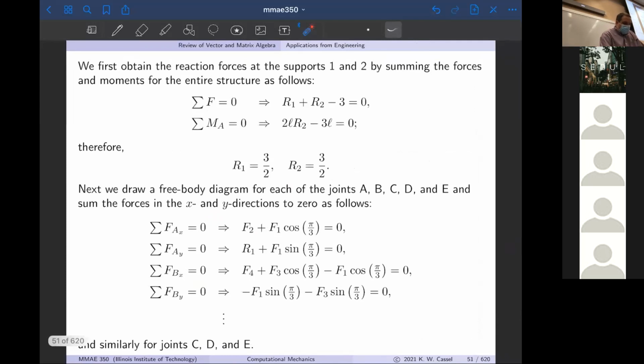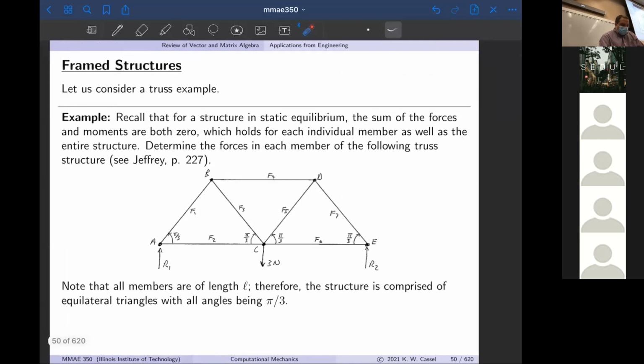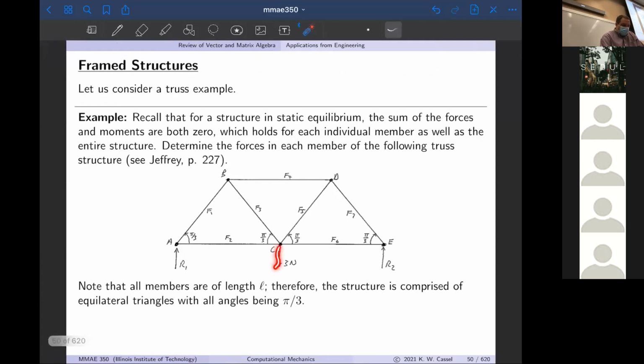First, we start with the forces and moments for the entire structure. If I sum the vertical forces, I have R1 up, the reaction force at the left support, plus R2, positive up at the right support, minus 3, the force down in the middle, and those have to sum to 0. I can probably guess from symmetry that half of the force goes to R1 and the other half to R2. However, I don't want to assume that.